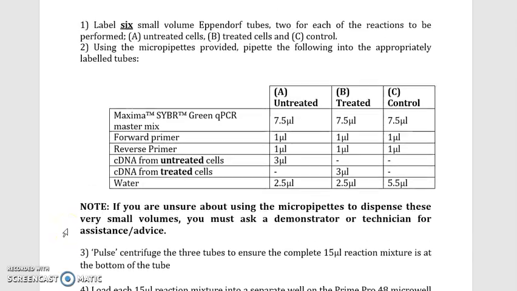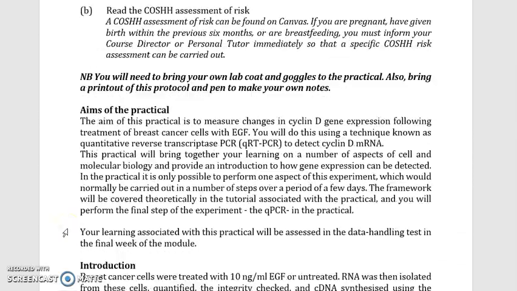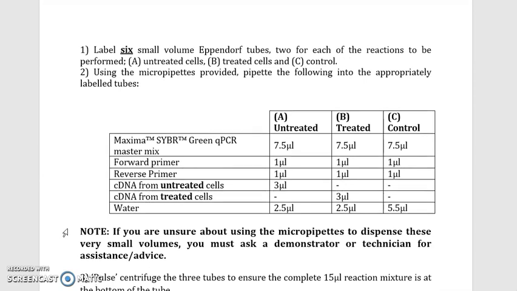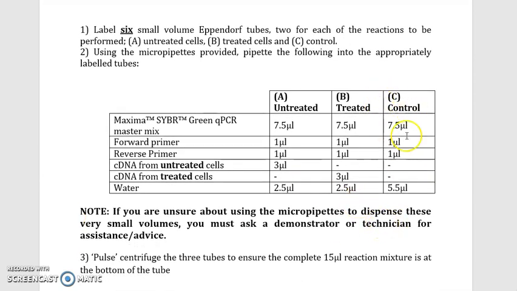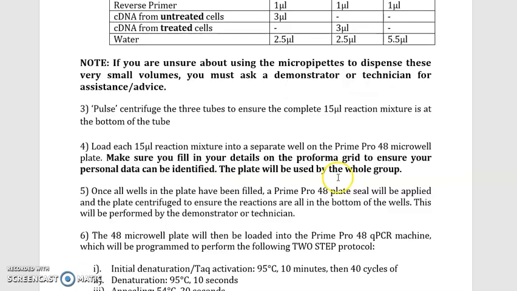You can pause it where you need to pause it. I'll quickly just go through it. So that's what it looks like. Our control was this one here. And so what can you see is different about our C, our control, to, let's say, A and B? Well, hopefully you can see that actually here, this is the difference. Our no template control has no template, so it's containing no cDNA.